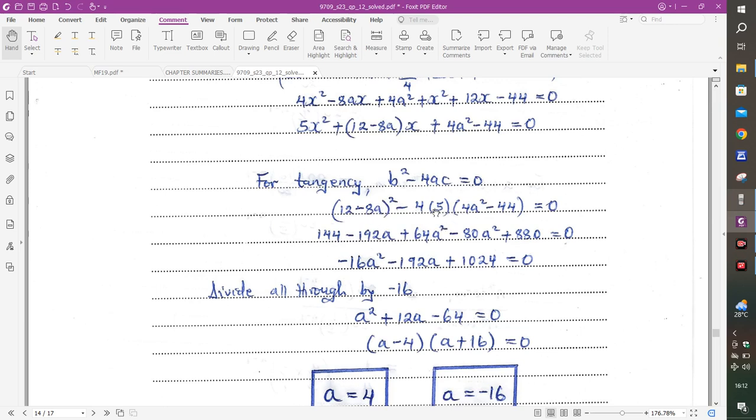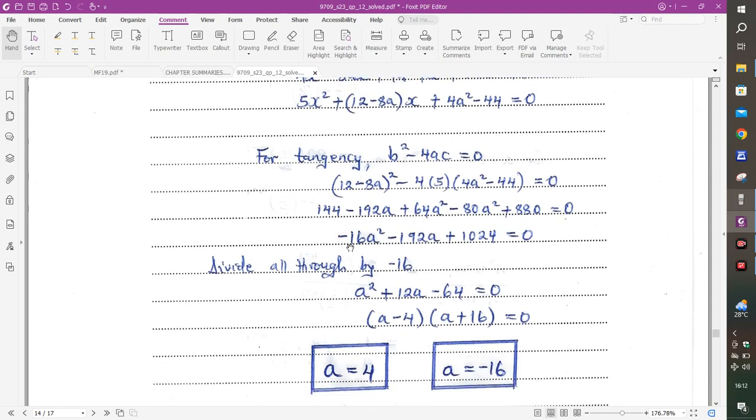And then here you have minus 20 times 4a squared, that is minus 80a squared, okay? And then minus 20 times negative 44, you get positive 880. And then 64 minus 80, that's negative 16a squared, then you have negative 192a, then plus 144 when you add 880, you get 1024. Now I divide through by negative 16 just to simplify. So we get here a squared plus 12a minus 64 is equal to 0.